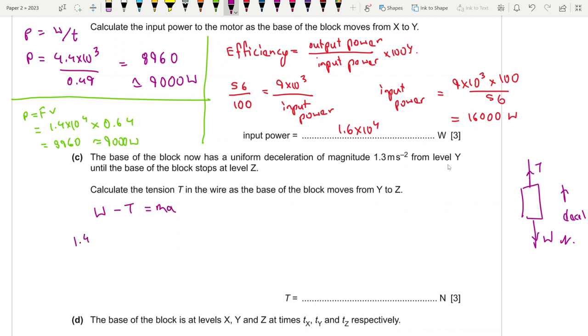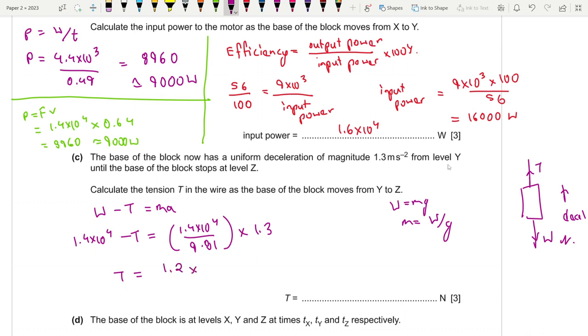So the weight is fixed at 1.4 times 10 to the power 4 minus tension is equal to, what's the mass? We need to find that out. We know that W is equal to mg, so m is equal to W by g, which is 1.4 times 10 to the power 4 divided by 9.81, times the deceleration of 1.3 meter per second square. So if you solve this, you get 1.4 times 10 to the power 4 by 9.81 times 1.3, then 1.4 times 10 to the power 4 minus answer. So you're getting an answer of T is equal to, to two significant figures, 12,000, or 1.2 times 10 to the power 4 newtons. Awesome.